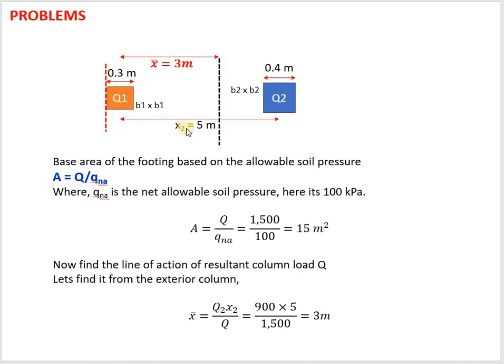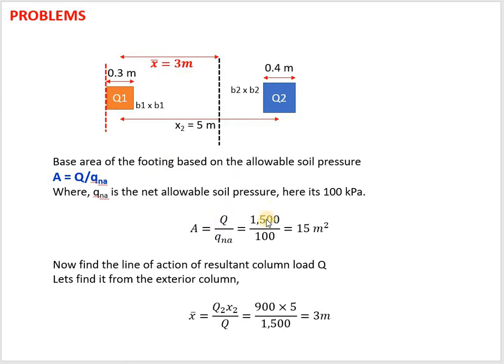Now this is the large column Q2 at a center distance of 5 meter, already given in the question. I have marked the dimensions of the columns. This is the bigger column, this is the smaller column, and this is the size. I just showed it as B1 by B1, that is the size of this column, and this I gave as B2 by B2. That means 0.3 by 0.3, 0.4 by 0.4. Just for understanding, I have given it in this way.